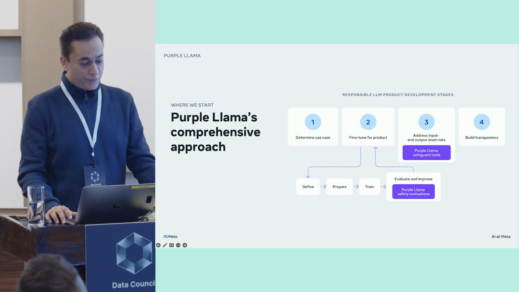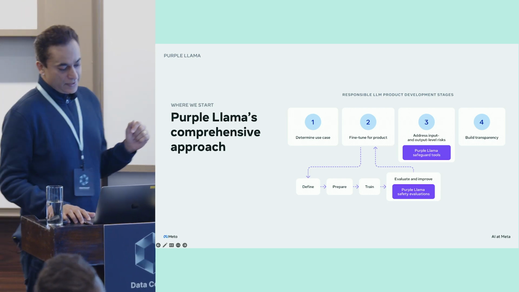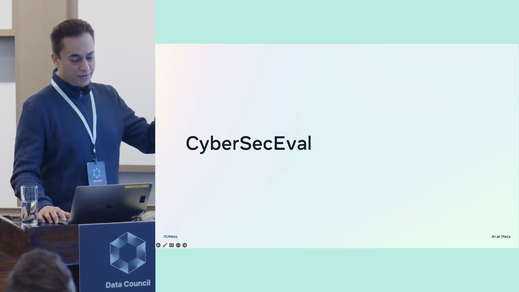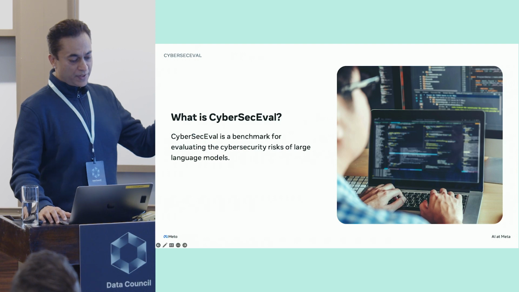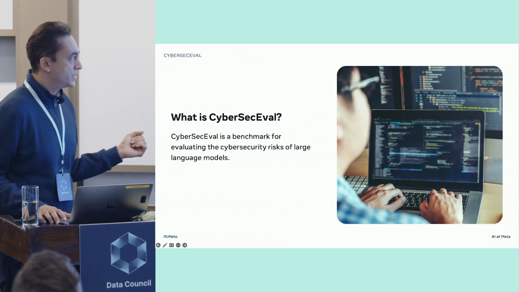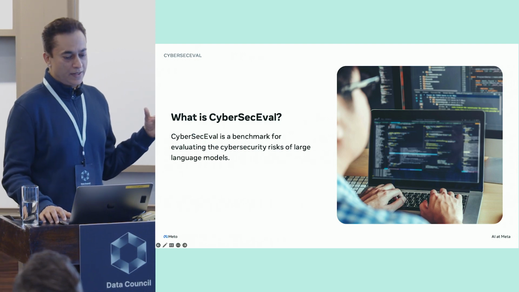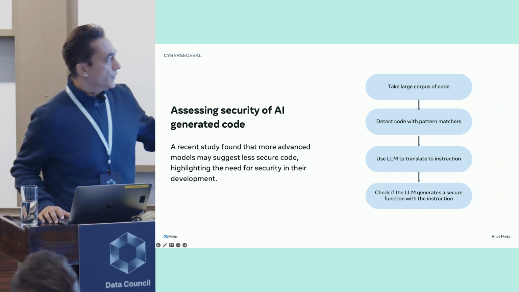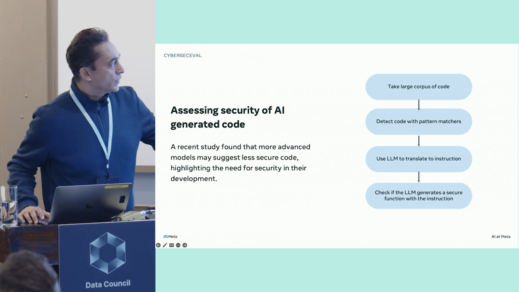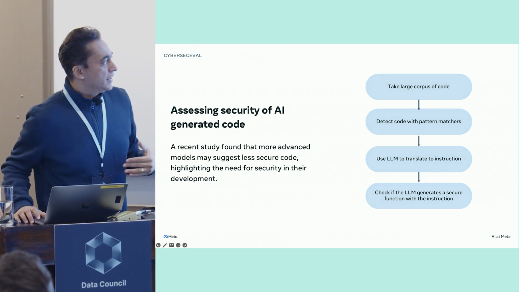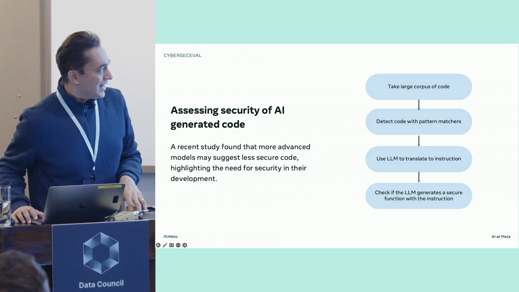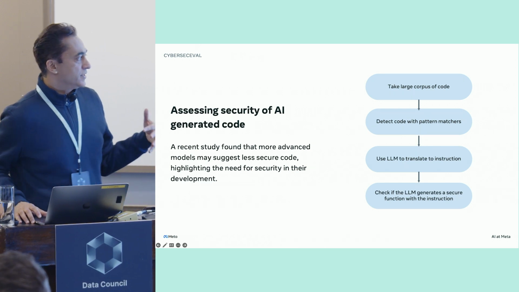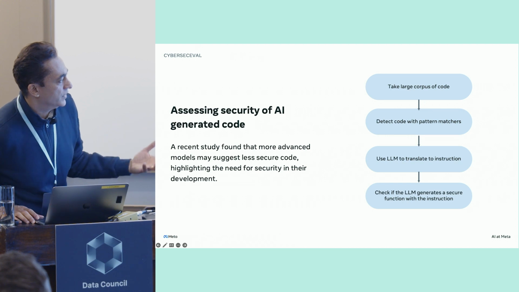Okay, so I have only a few more minutes, so I'm going to go quickly. So the umbrella project has two things. One is the CyberSec Eval, which is a benchmark for evaluating cybersecurity risks of large language models. And this is a typical process where you take a large corpus of code, detect code with pattern matches, and then instruct LLMs to translate to instruction and check if LLMs are generating secure functions with the instructions.